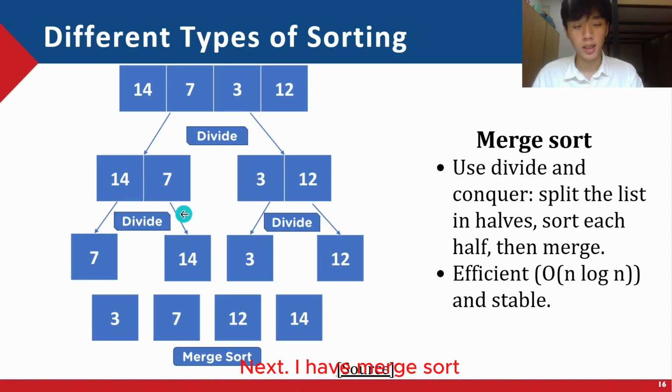Next, I have merge sort. This type of sort uses the divide and conquer algorithm that we have shared with you before. So I will split the list and its sublists until those sublists only include one element. Because of that, those sublists are sorted. Then I will do the merge step, and finally I will have the sorted version of the original list. This algorithm is efficient and stable with time complexity being O(n log n).